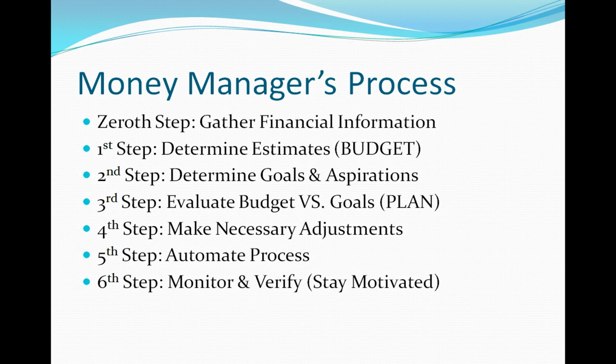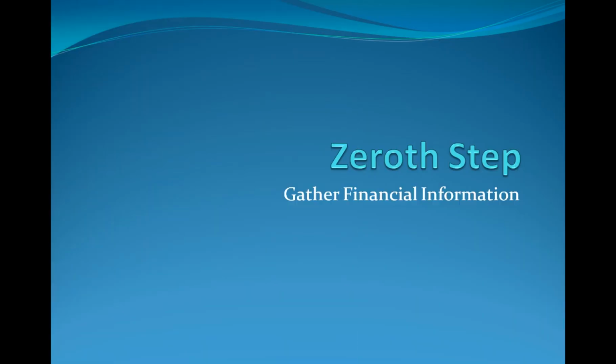Okay, so we also have evaluate budget versus goals and make necessary adjustments. We have automating the process as step 5, and step 6 is monitor and verify. This one is actually the hardest one to do, and it's the most important. So let's start off with the zeroth step, gathering financial information.